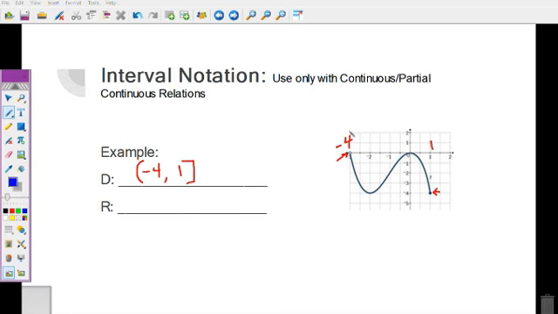And now I'm going to do the range. My range lowest value here is at -4, and then my range highest value is right here at 0. At -4, I have a closed circle, so that's a bracket. And at 0, I'm continuous, I go through. So that is a closed bracket. And this would be your interval notation.